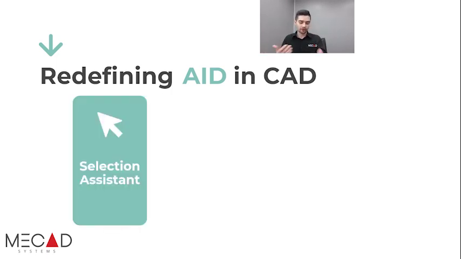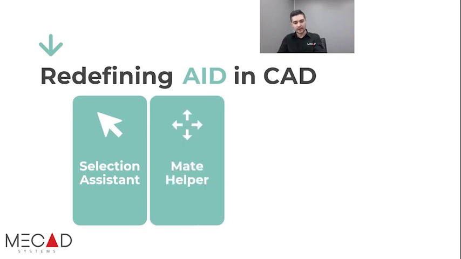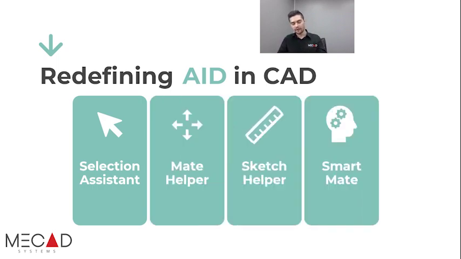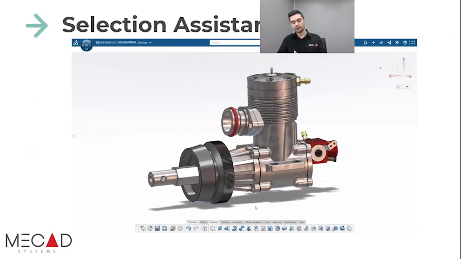The tools are called Design Assistant as a collection, and these are those specific ones. So there's Selection Assistant. I'll go into the specifics of what these mean in a second. So Selection Assistant, Mate Helper, Sketch Helper, and Smart Mate, which is actually one of the newer ones in this lineup. So let's start with Selection Helper.